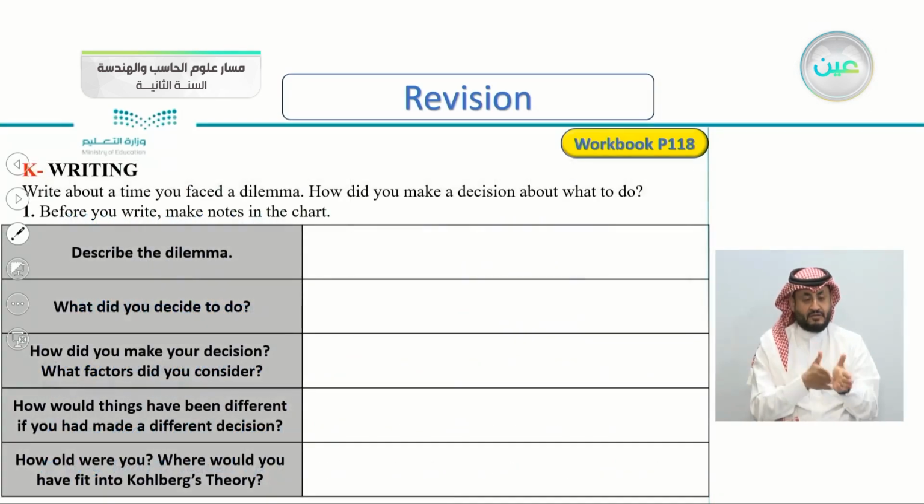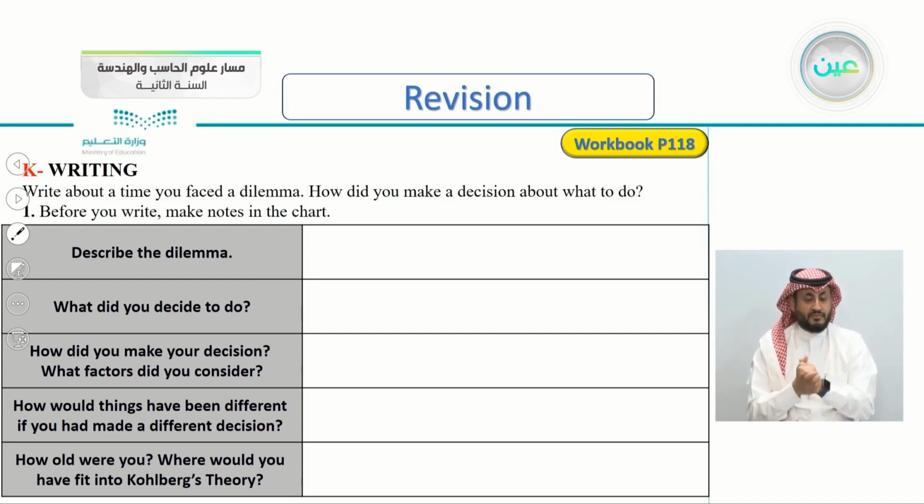Jumping to exercise K here, page 118. Move to page 118, Exercise K, writing. Write about a time you faced a dilemma. How did you make a decision about what to do?